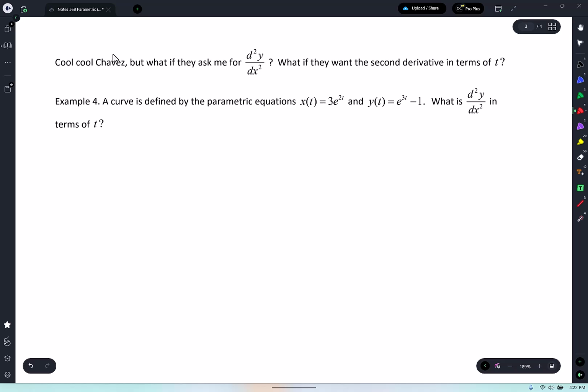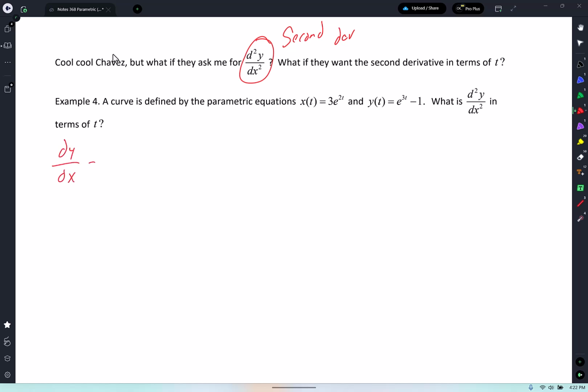Cool job. But what if they ask me to take a second derivative? What does this mean? What if they want the second derivative in terms of t? Okay, well, let's do it. First, you got to find the first derivative. So the first derivative, I'm going to write dy dx equals dy dt divided by dx dt. So let's see what dy dt is.